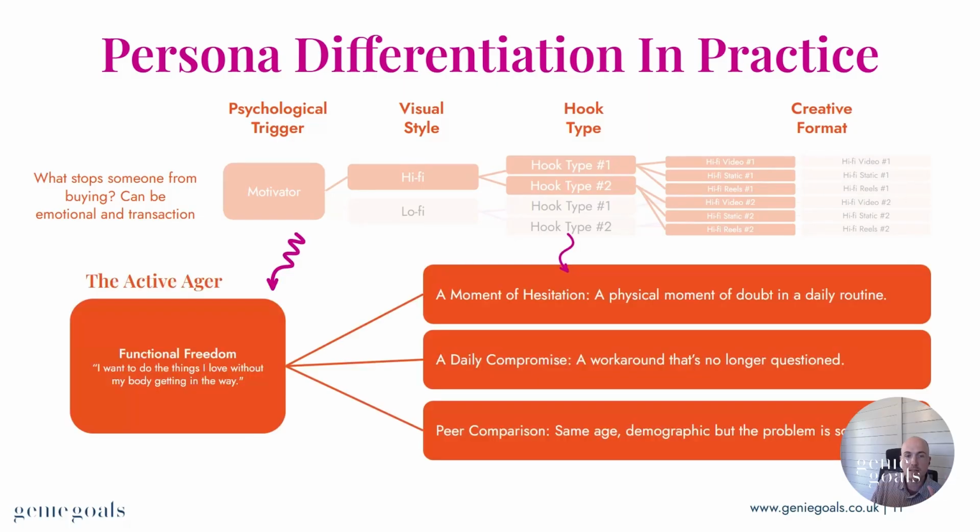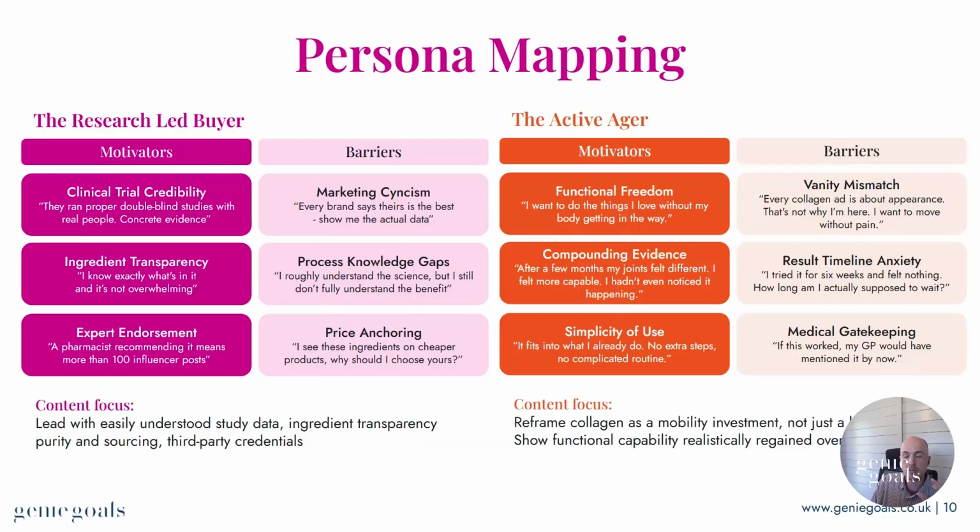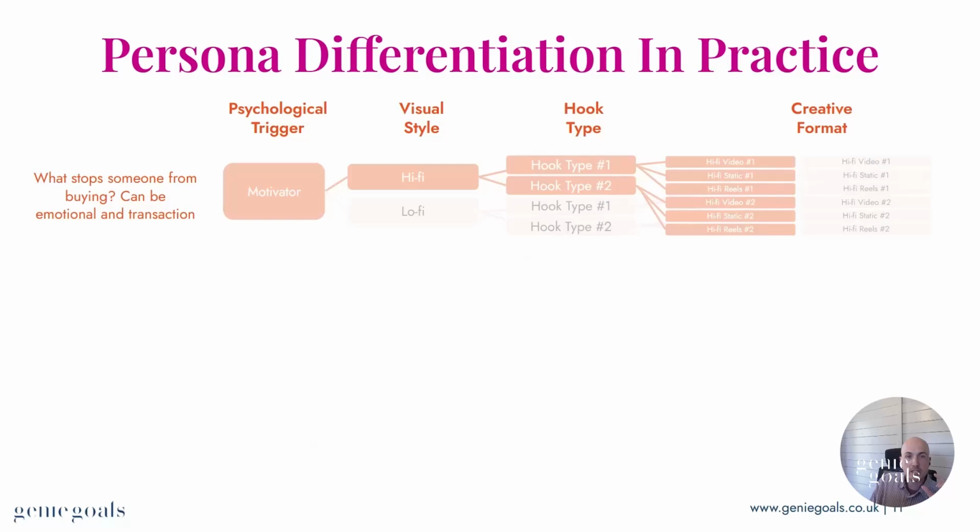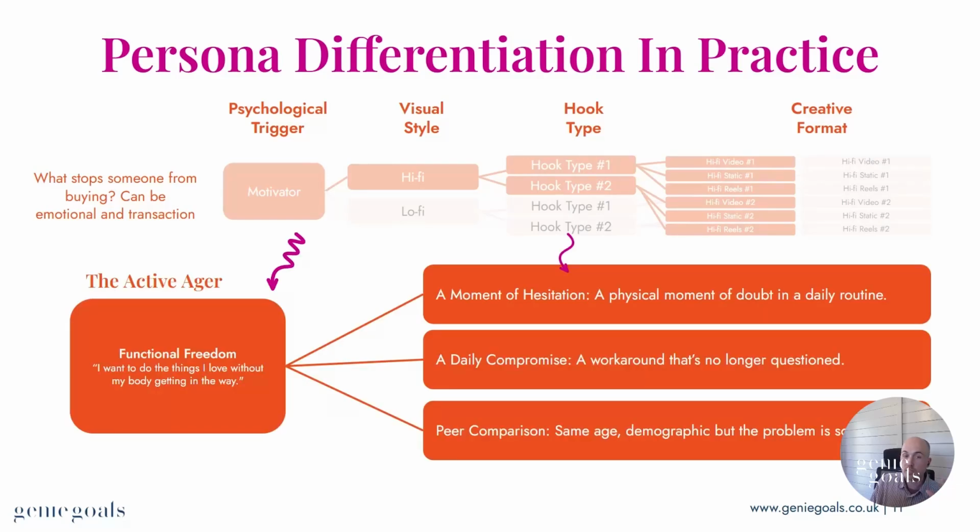So we take all that, look back at that original process, and then we can look at specific hooks. So I've taken that second persona that we've got there, the active ager. We can look at the psychological trigger of functional freedom, so freedom of movement, and then we can map it to specific hook types, which enables that content differentiation. And they're not built out creative concepts, but they're ideas that you could take away and then go and film.